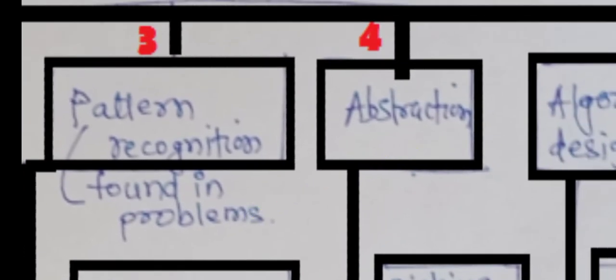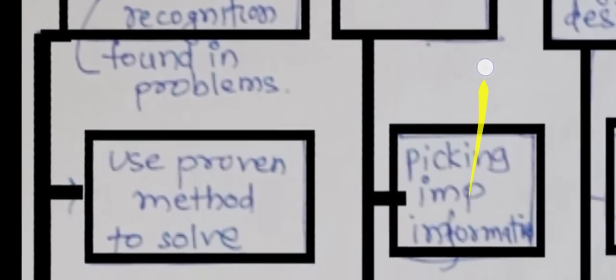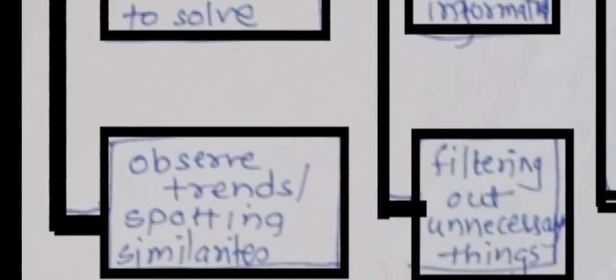Now what does it mean by abstraction? Abstraction is nothing but picking out the important information and filtering out the unnecessary things. Like in sieving, we keep the grains for us, and the stones or other unnecessary stuff we remove. So abstraction is nothing but picking out the most important, relevant information and removing the unnecessary things.